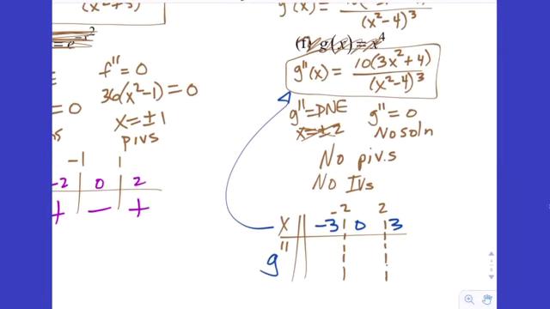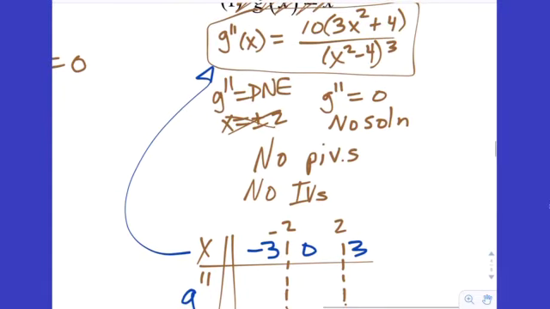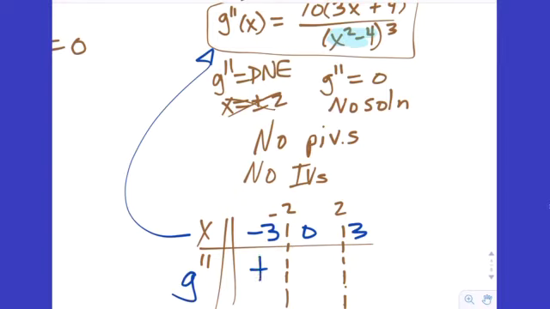Now, when I plug these test values in, I don't need to plug it into the top, because it's always positive. And I don't need to bother cubing the denominator either, because when you cube something, you preserve its sign, right? Okay, good. So it just comes down to x squared minus 4, which if you know what the graph looks like, you probably have the answer. But let's just plug it in. The sign of the second derivative is determined uniquely by the x squared minus 4. So you're going to get a positive and a negative and a positive.